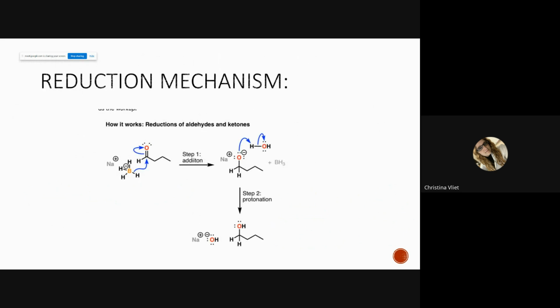This is actually the molecule BH4 minus, and 2 electrons from here go right there, and 2 electrons from here go there. And so you have a hydrogen adding in, and you've got oxygen with a minus charge. Then that grabs the H plus, and the Na plus is the spectator here, and you get your final product. And so this is the reaction.